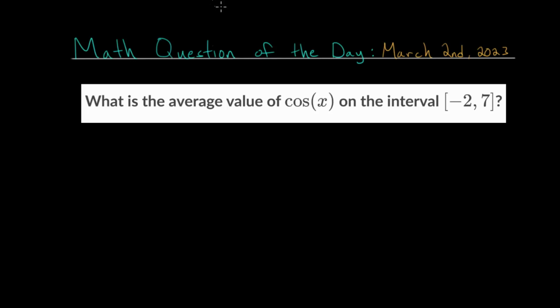In this video, I'd like to talk about the math question of the day for March 2nd, 2023. And for this problem, we need to find the average value of the cosine function on this interval from an x value of -2 to an x value of 7. To answer a question like this, you do need to understand calculus, particularly integral calculus.